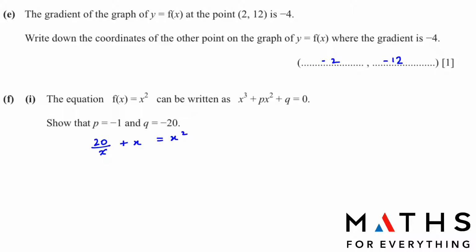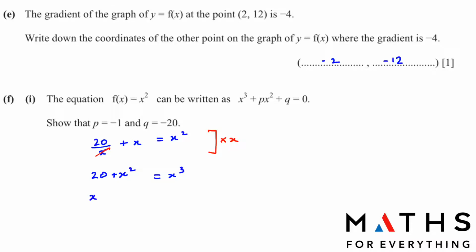Whenever you have something in the denominator that you want to move or cancel out, multiply all the terms by that. So 20 over x multiplied by x, the x will get cancelled. We'll be left with 20. X multiplied by x is x squared, and x squared multiplied by x is x cubed. I forgot to put the plus here.